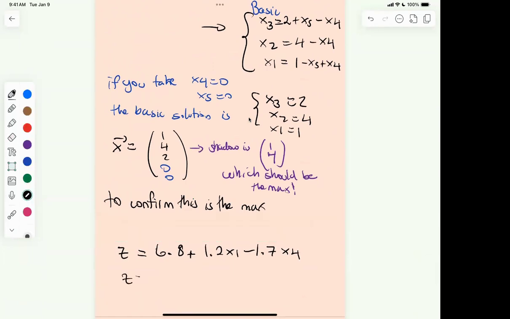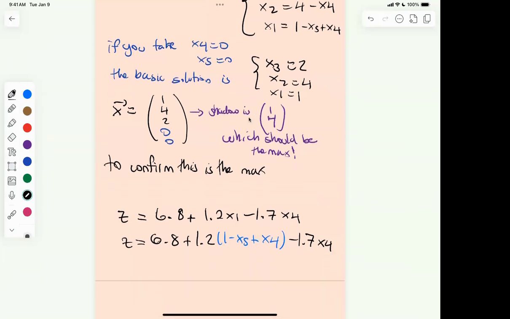And so what does that become? It becomes 6.8 plus 1.2 x1. But what is x1? X1 is 1 minus x5 plus x4, okay? Minus 1.7 x4, okay? So if you simplify that, that gives you 8. And then you have minus 1.2 x5 minus 0.5 x4, if I'm not mistaken. Is that making sense?